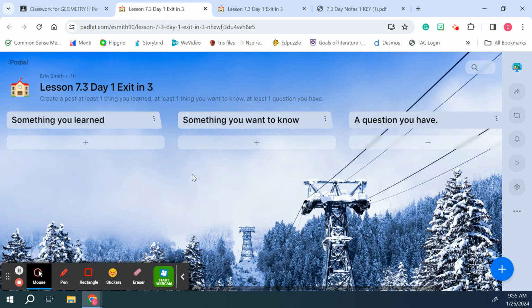Homework is your Delta Math tonight, and it is posted on the stuff with the Padlet.